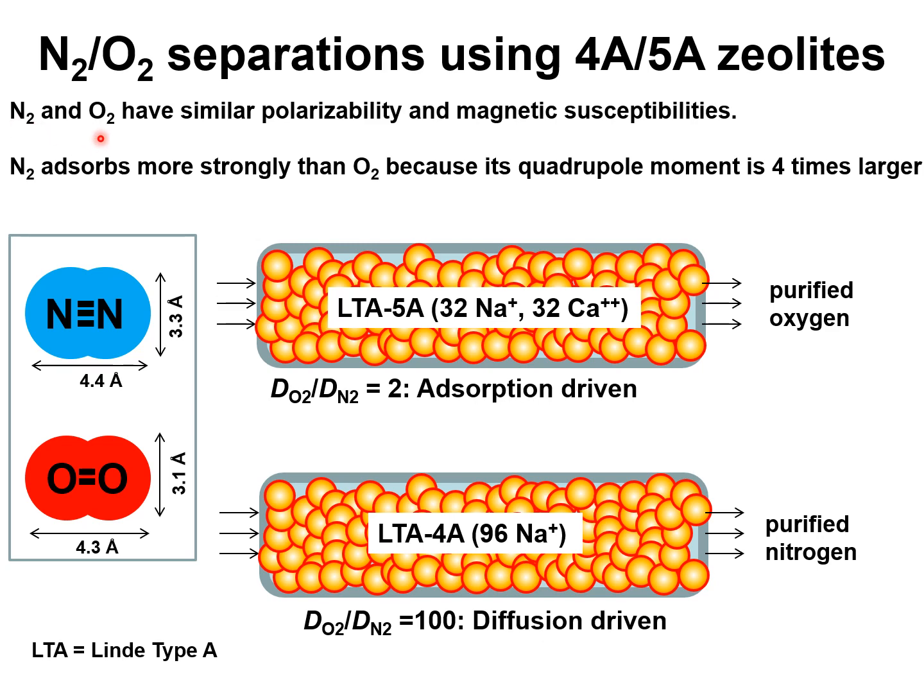Nitrogen and oxygen have similar polarizabilities and magnetic susceptibilities. Nitrogen adsorbs more strongly than oxygen because its quadrupole moment is 4 times larger, in both 4A and 5A zeolites. Let's examine separation of a mixture of nitrogen and oxygen in a fixed bed of 5A zeolite.